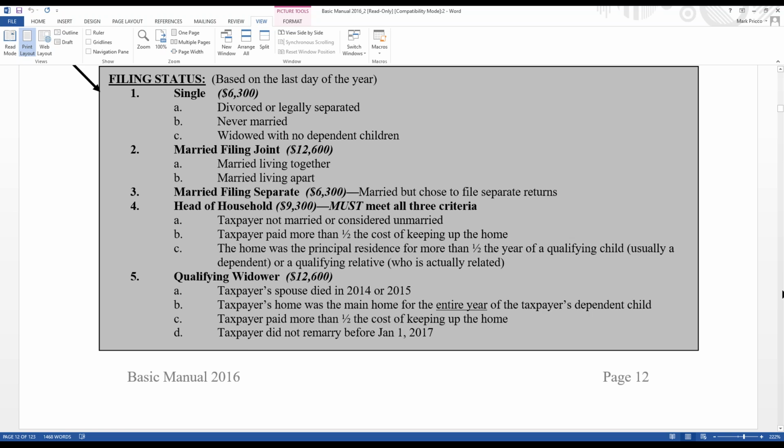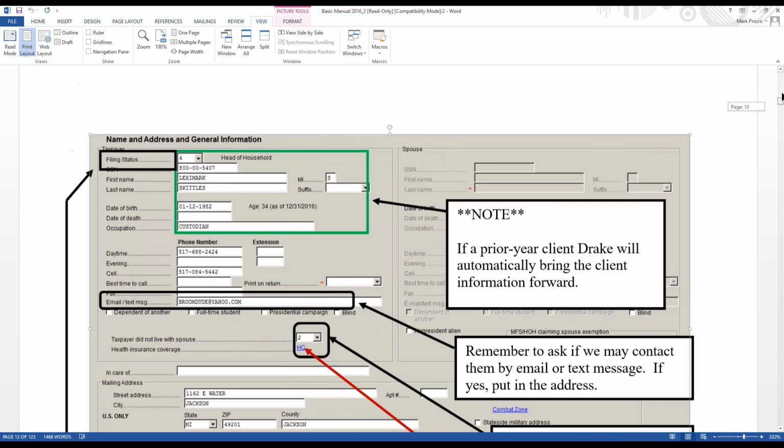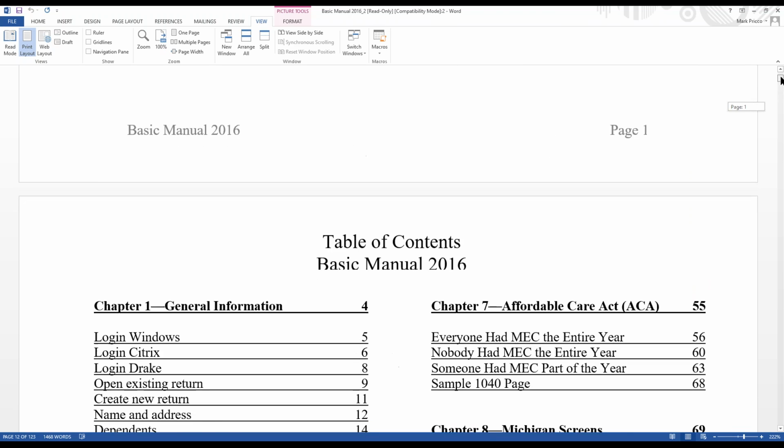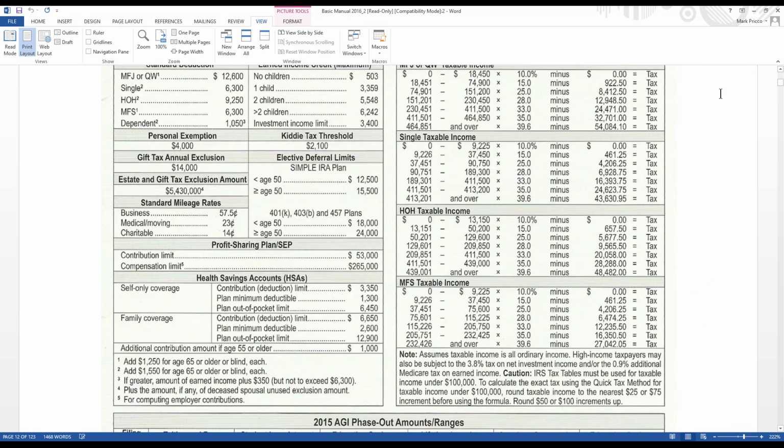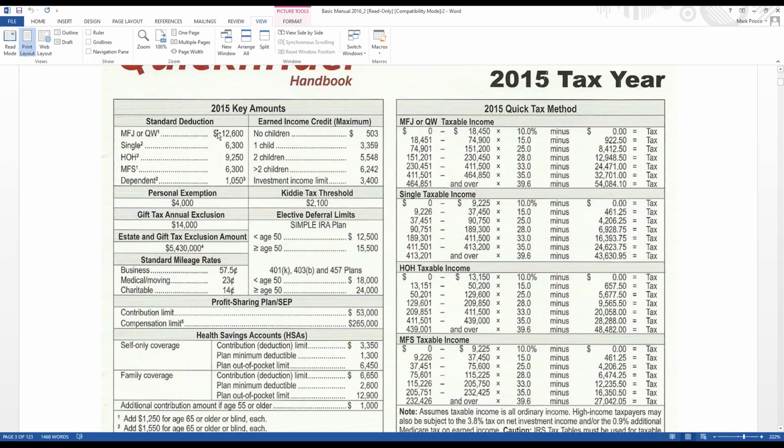First, I want to show you what the importance of a filing status is. If you recall the very first video, way up here on the Quick Finder front cover, we have what we call standard deductions. And if you notice here, MFJ means married filing joint or qualifying widower. We have single, head of household, married filing separate. So this is a dollar amount we can subtract from our income to lower our taxes, either giving us a bigger refund or we pay less in taxes. But it's based on your filing status. So that's one reason we want to pick the right filing status.